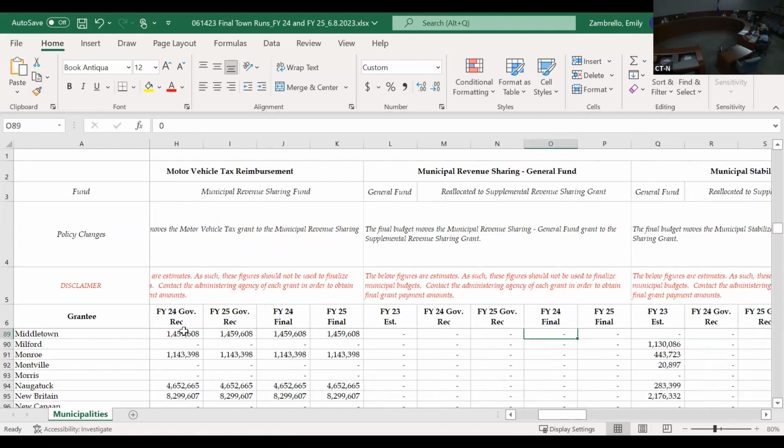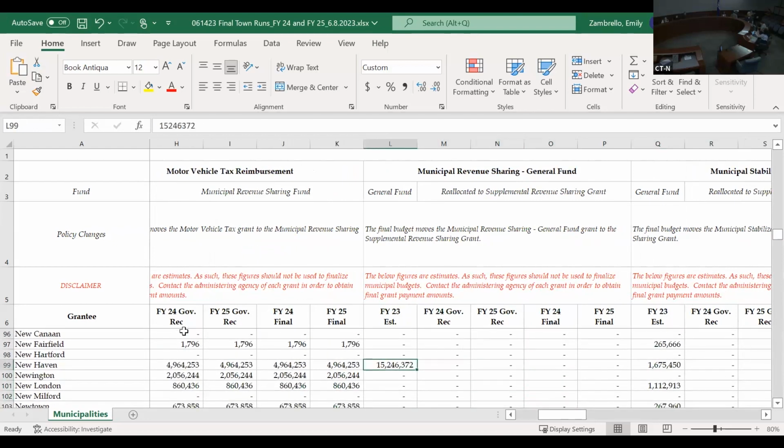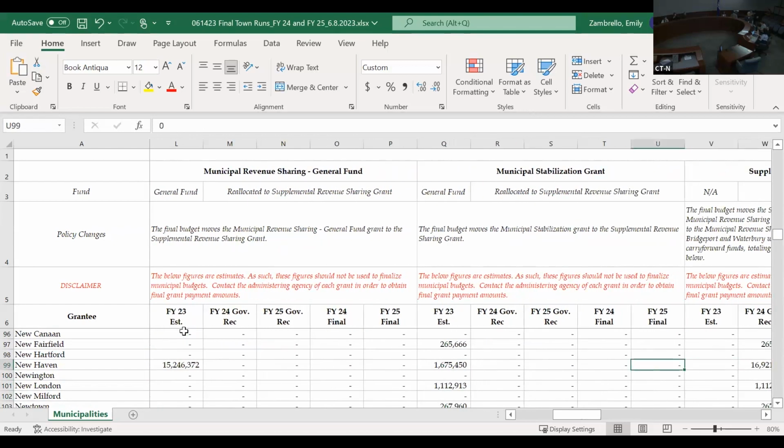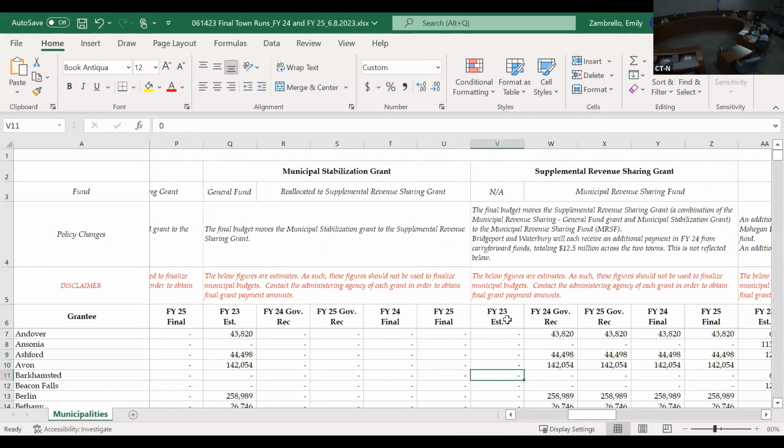Here is where you see the municipal sharing general fund. You won't see anything in this column. You might wonder why it's blank. We basically just took a lot of the funds that were coming from this and just shifted it right to the right in the municipal stabilization and supplemental revenue. So see how it shows here in fiscal year 23, see how it's all 0, 0, 0.